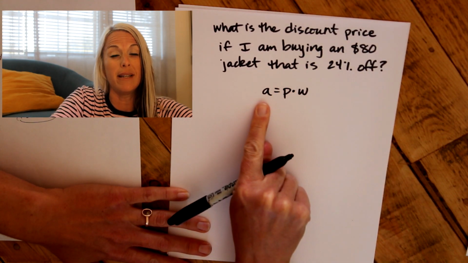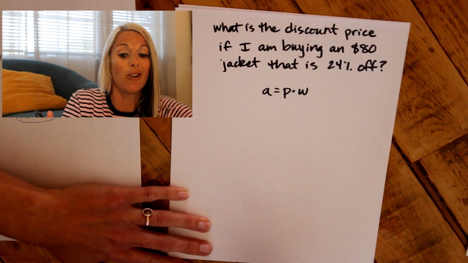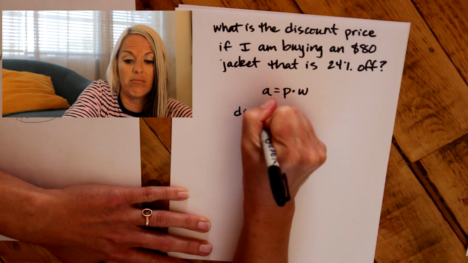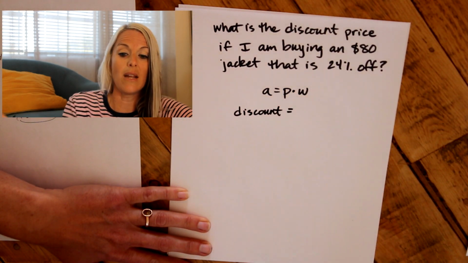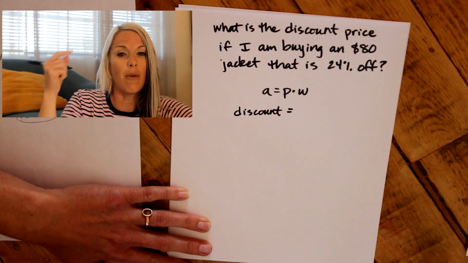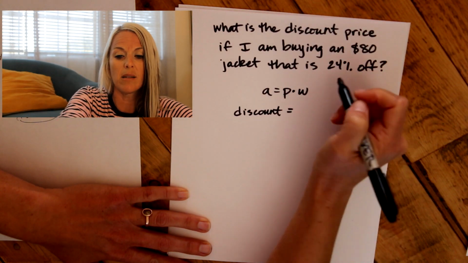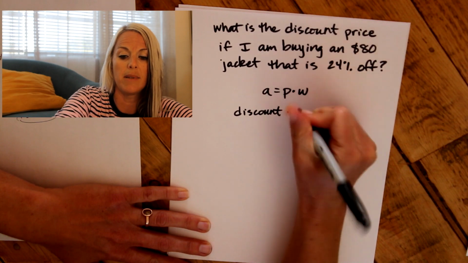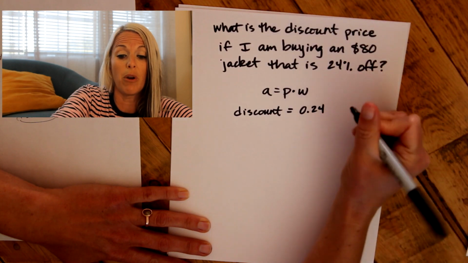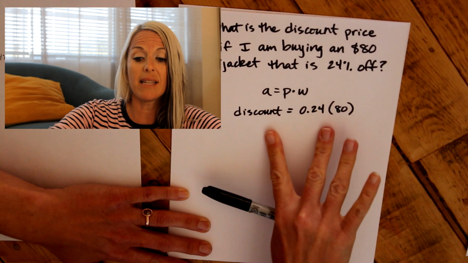And what I'm looking for is that part. And we talked about that being the discount. So for the purpose of this problem, you can go ahead and just write my discount is going to equal percent. So in this case, it was 24%. And remembering how we switched 24% into a decimal, we simply move that decimal over 2 times. So it's going to be 0.24 or 24 hundredths times 80, which is our whole. And that's going to be our discount.